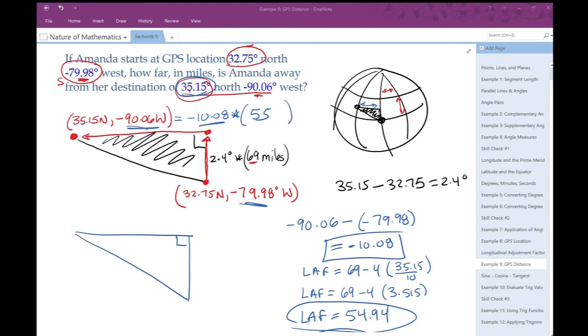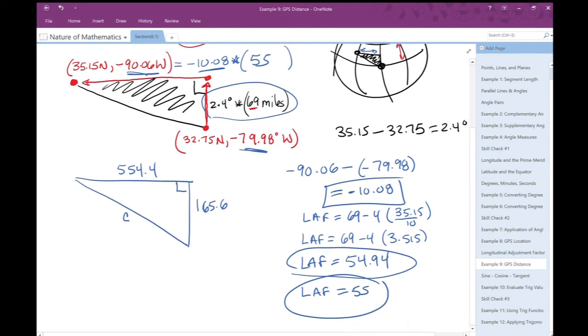So let's clear this all out. 10.08 times 55 is 554.4. And this side of the triangle is 2.4 times 69. That gives us 165.6. And this is the hypotenuse.